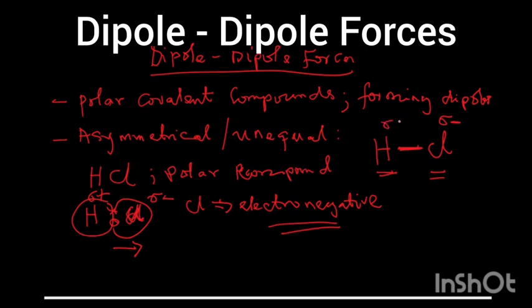Why will the hydrogen become partially positive? Because that hydrogen is now weak. It does not have the electron in its own possession. The one that has that electron in its possession is what? The chlorine. So that is why we are saying unequal sharing or asymmetrical for polar covalent compounds. You get the logic now?